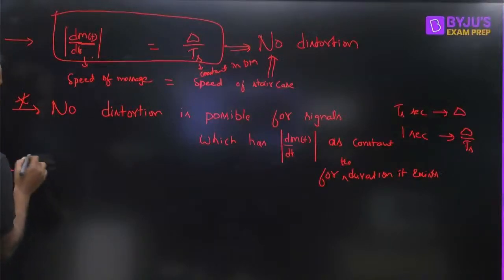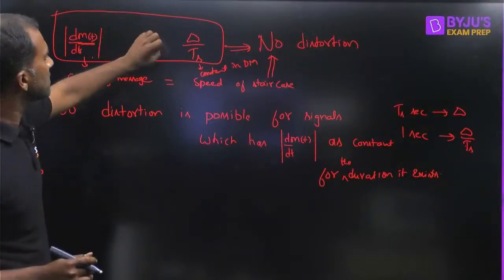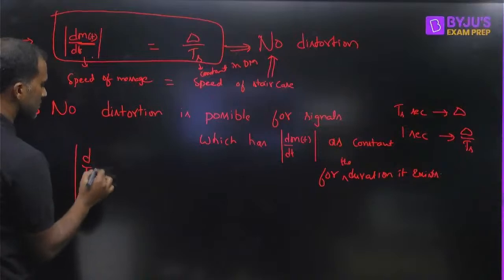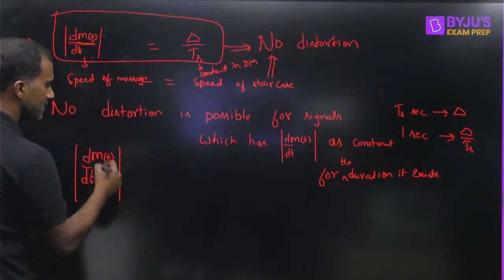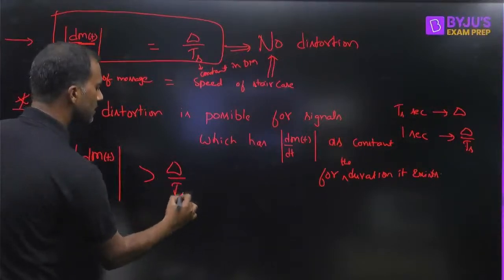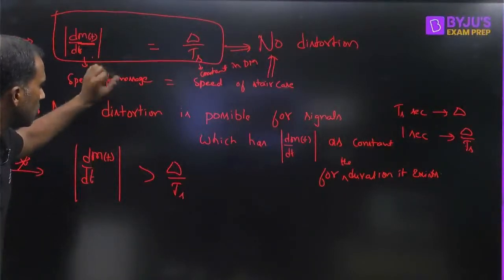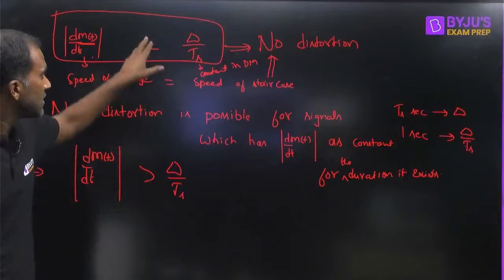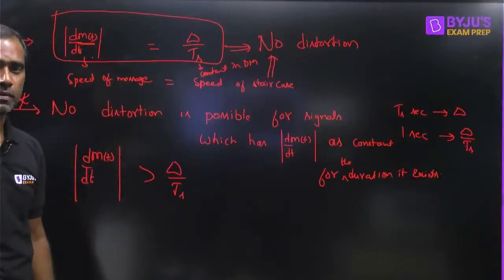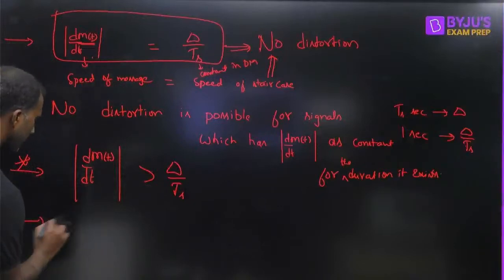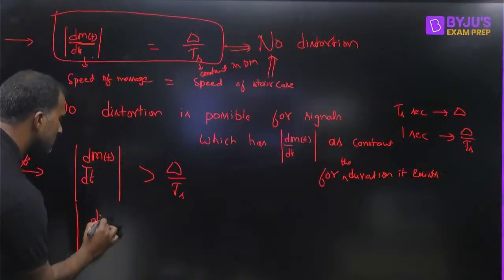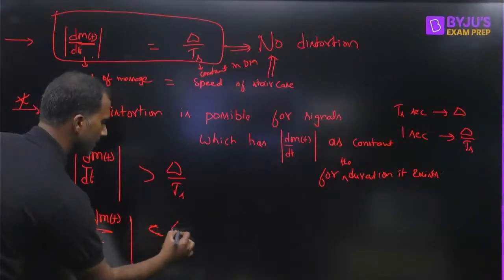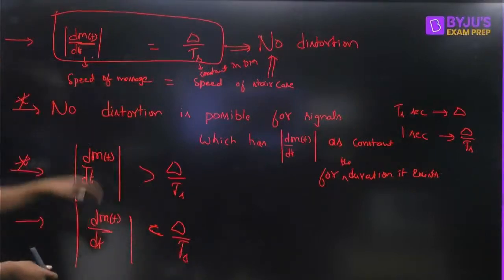So let us talk about the other things. This is the case of no distortion. What happens if this is not satisfied? We know distortion will happen. But there are two types of distortions. If this is greater than delta by Ts, then what happens? The signal slope, the speed of the message, is dominating over the speed of the staircase. When this equality is not happening, we get distortion. Either it is greater than or less than, only one of them can happen, correct? Apart from the equality, only these two can happen.